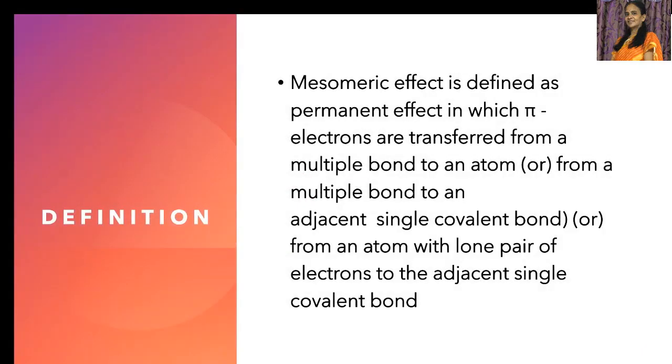Mesomeric effect. So mesomeric effect is defined as a permanent effect in which pi electrons are transferred from a multiple bond to an atom, or from a multiple bond to adjacent single bonds, or from an atom with lone pairs of electrons to an adjacent single covalent bond.